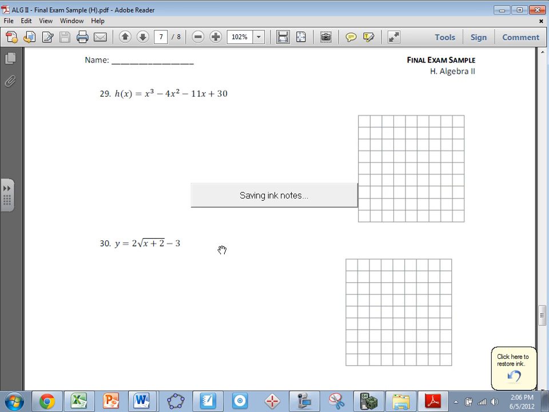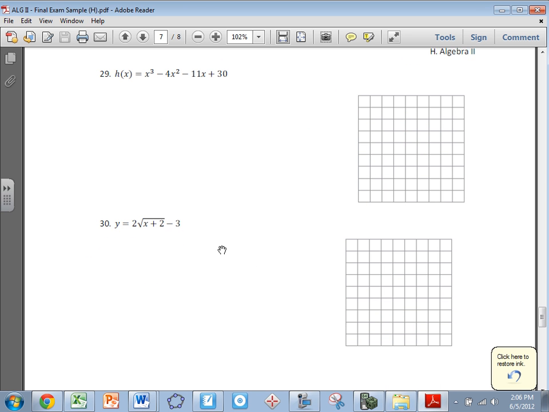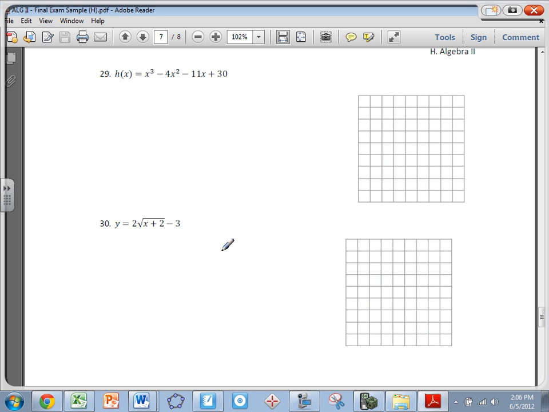The third one. Here we have x cubed minus 4x squared minus 11x plus 30. Clearly here we have a polynomial function. First, y-intercept. Always set x equal to 0. So these would all drop off. Here's your y-intercept. So we start with the coordinate 0, 30. That's our y-intercept.